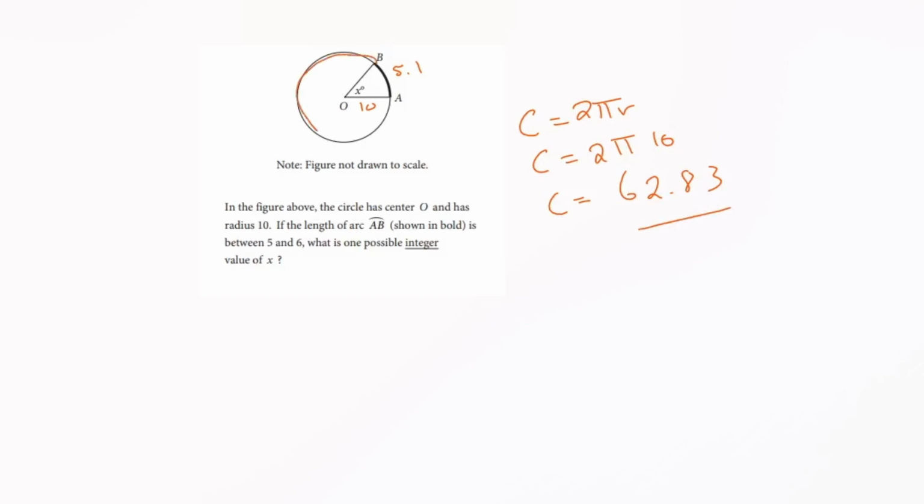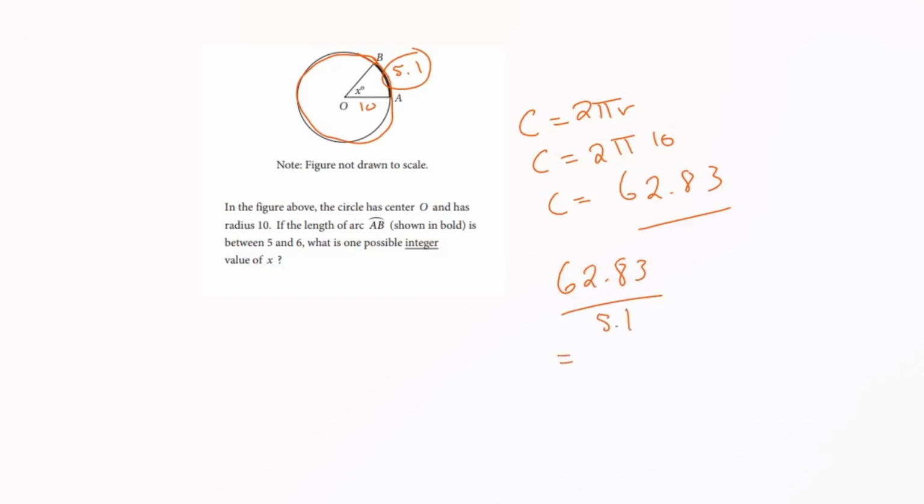All right? Now our next step, if I know my entire circumference, is to just divide it by a value of 5.1. Now ask me, why would I divide 62.83 by a value of 5.1? The reason for that is to see how many segments like this AB can fit into the circle. All right, so it's going to be 62.83 over a value of 5.1.